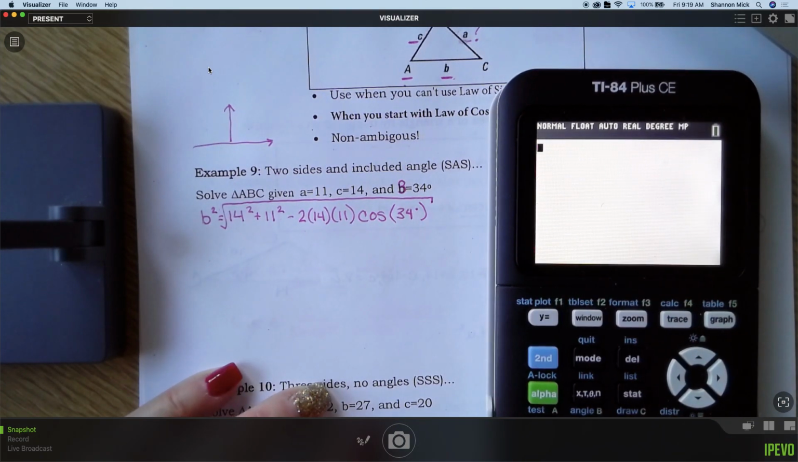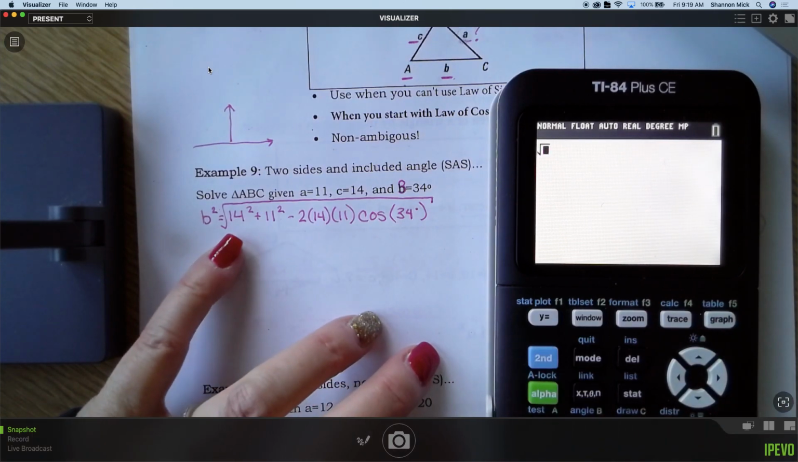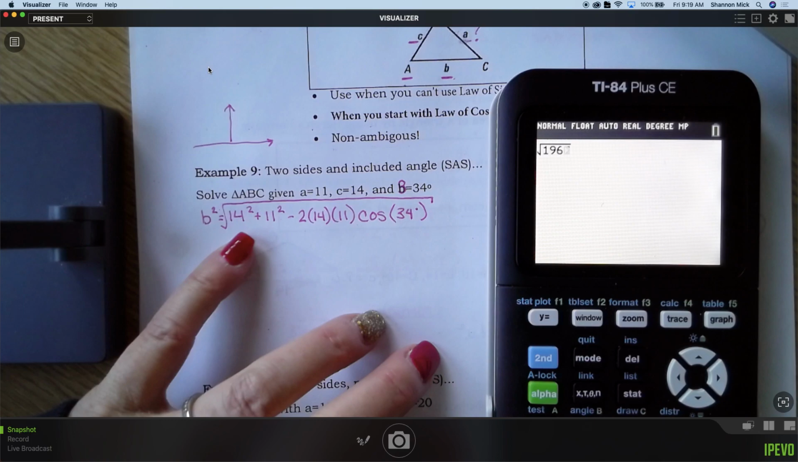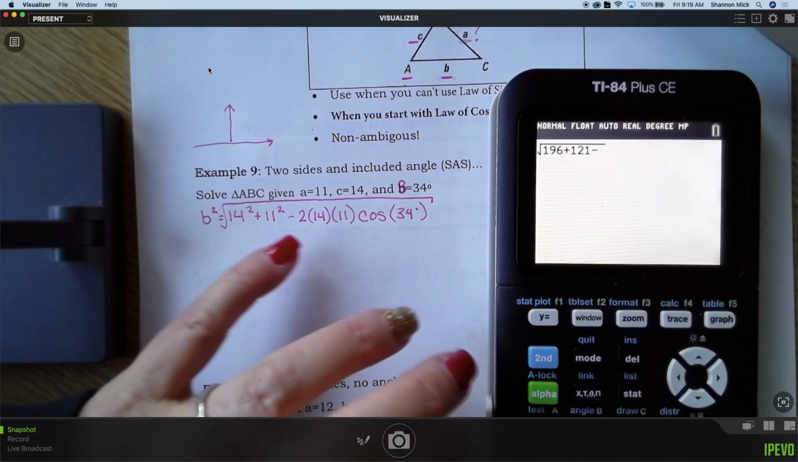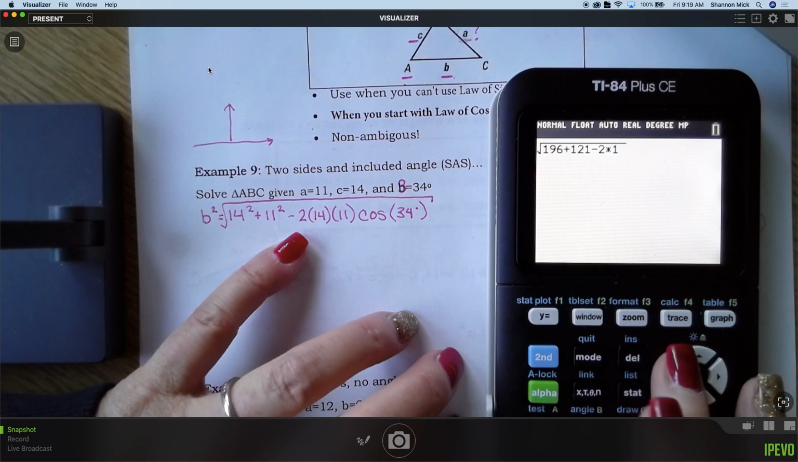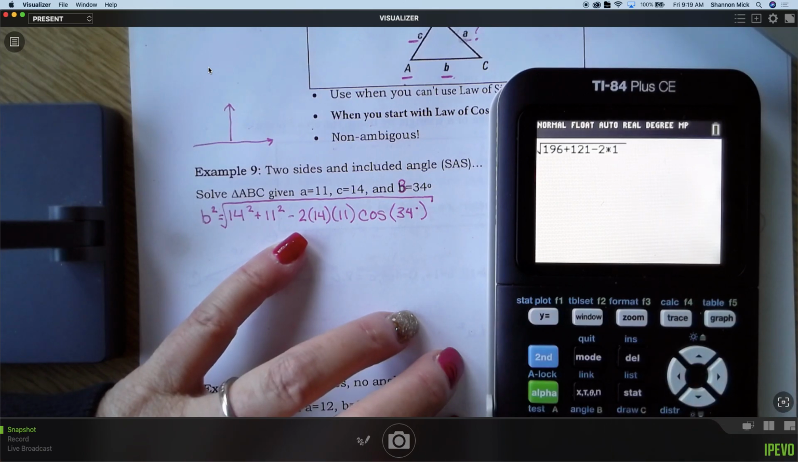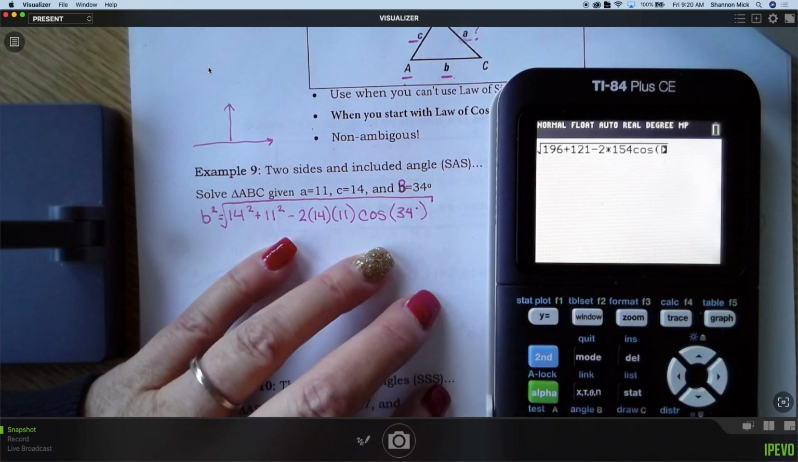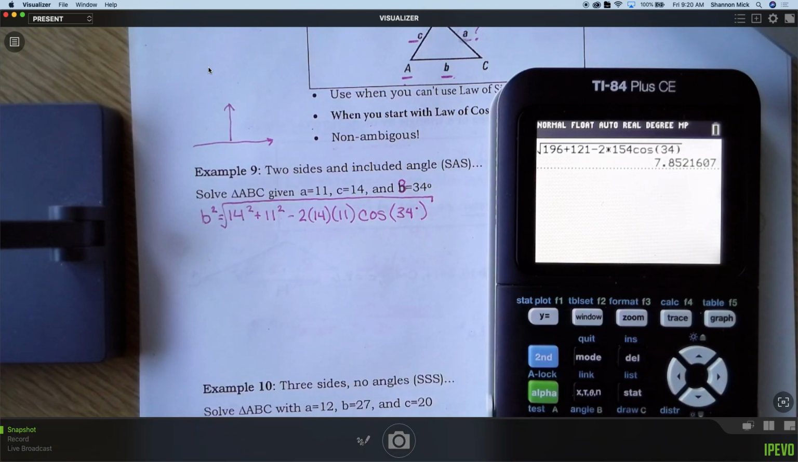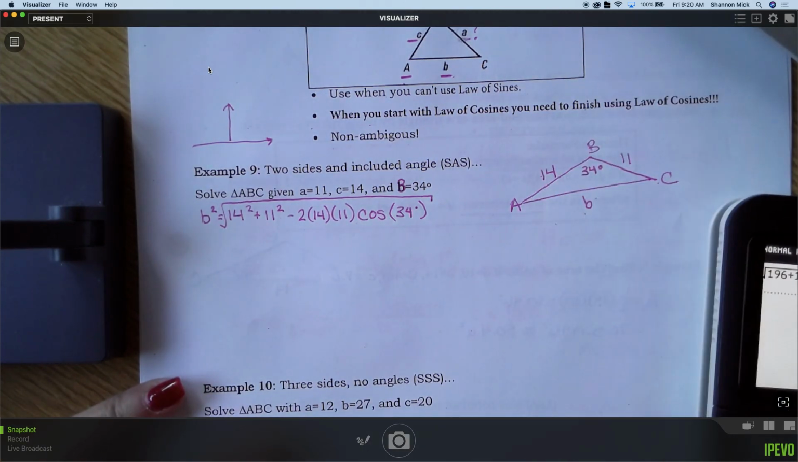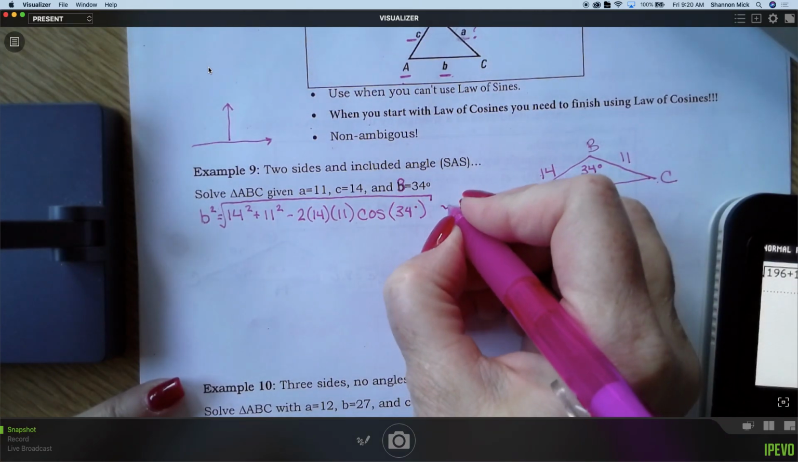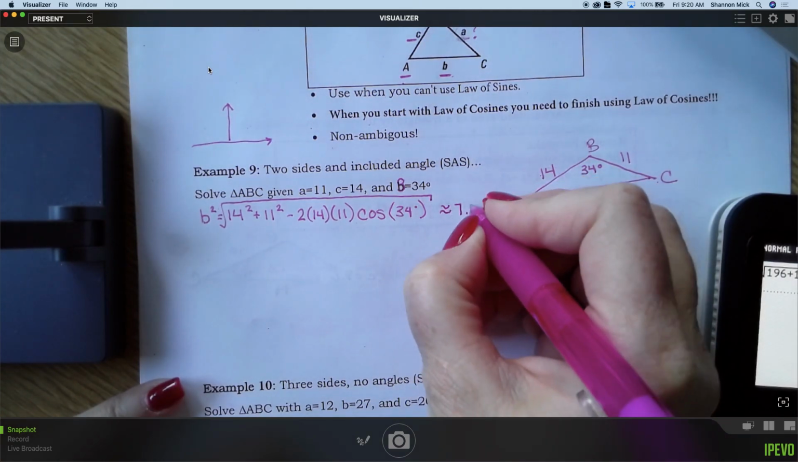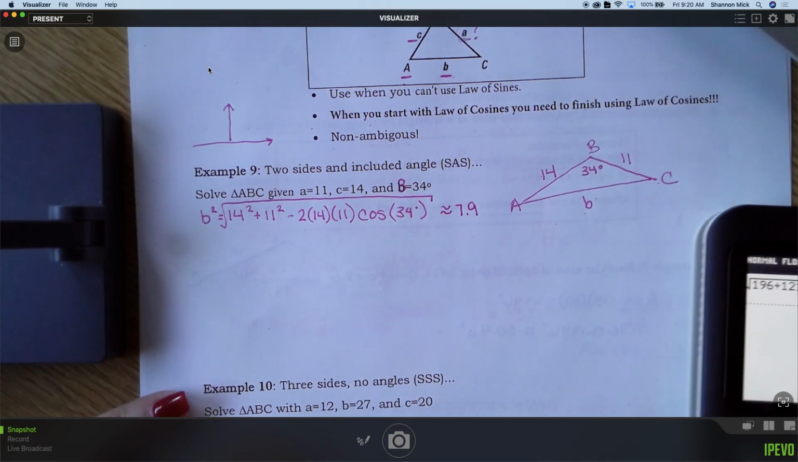So then, square root of 14 squared plus 11 squared minus 2 times 14 times 11, so that's 154, cosine of 34. If I don't know that stuff, can I put it all in exactly how it's written? Yeah. Well, hopefully we get the same answer. I get approximately 7.9. What about you guys? Okay. So now what do I need to find?